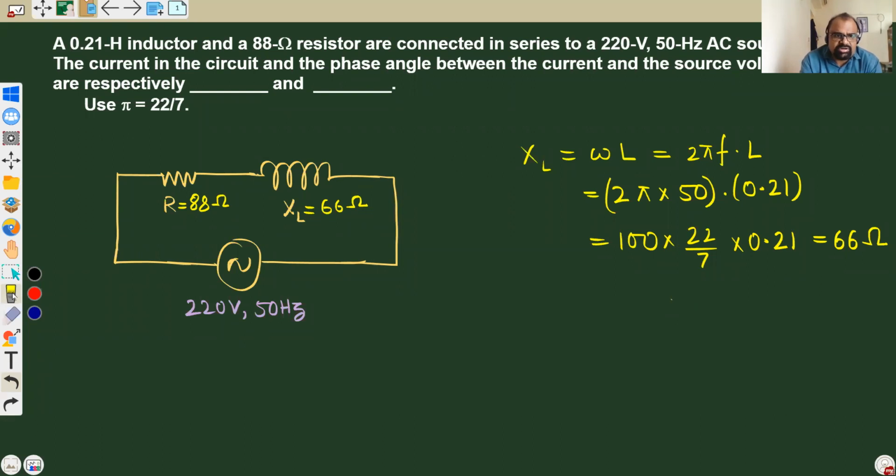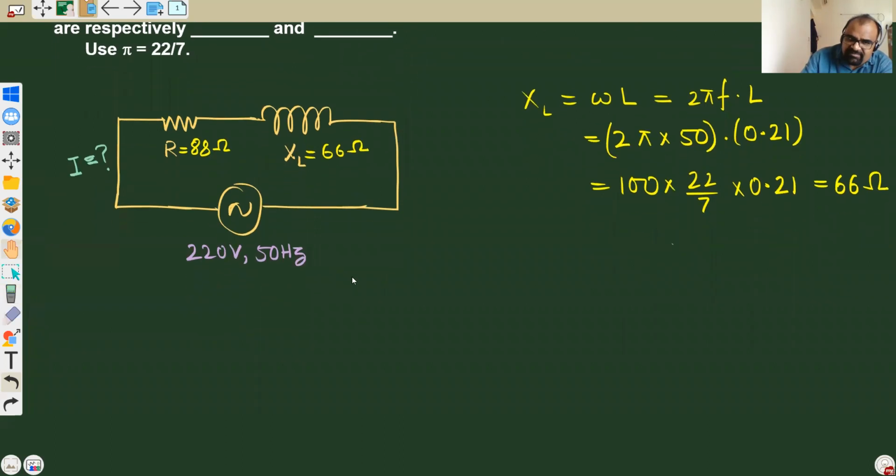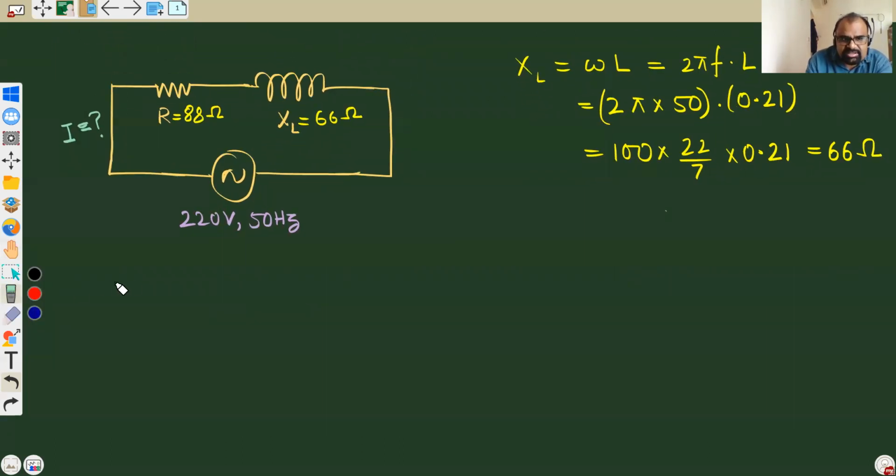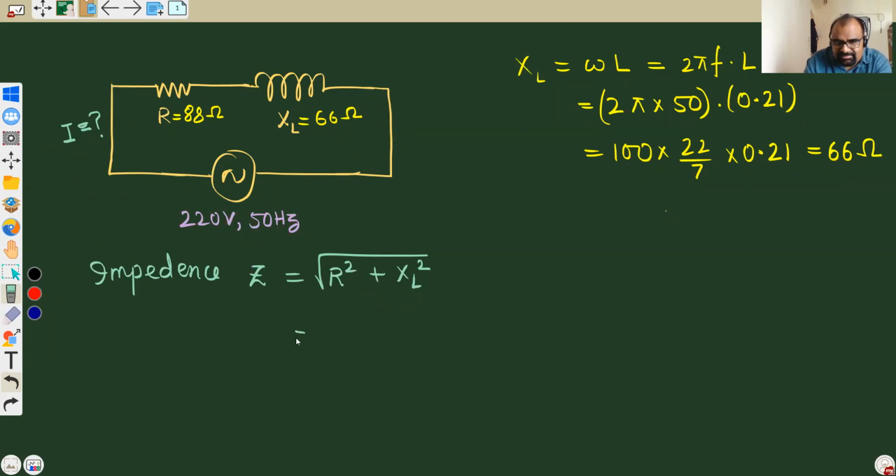Now, what is the value of the current here? How much current is flowing? Don't show the direction by arrow, because the direction keeps changing. Now here, we can get this answer even without any phasor diagram because we know that impedance Z is given by root over R square plus XL square. So root over 88 square plus 66 square.